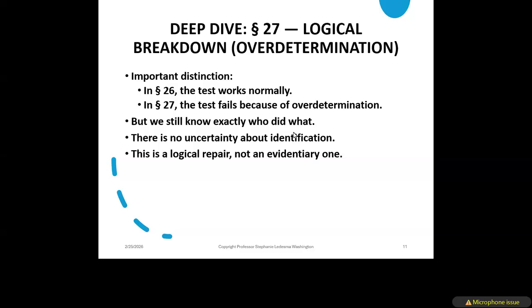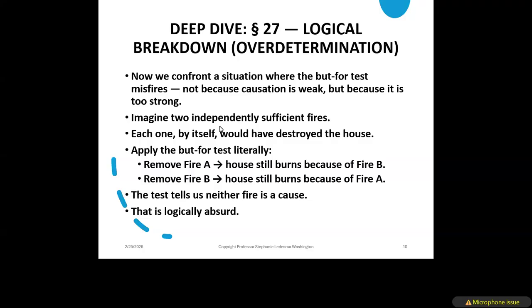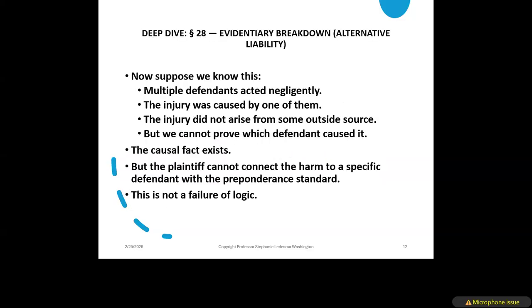So what happens? Let's take a slide back. When I have two independent, sufficient negligent acts that would create the harm to the plaintiff by itself under 27, both of those independent negligent acts will be deemed to be a factual cause of the harm. Got it? Excellent.